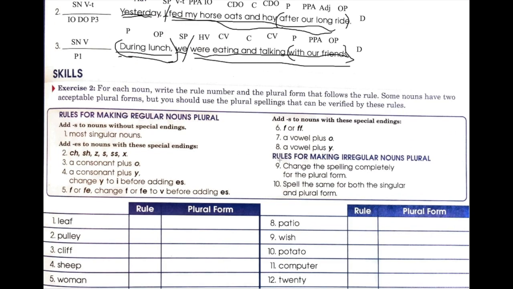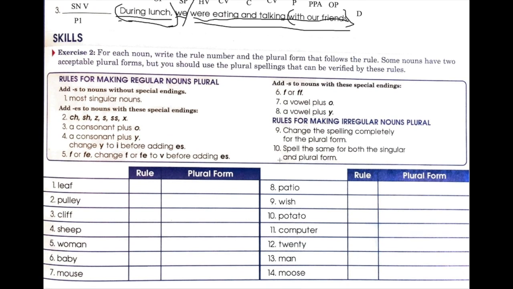Okay, part 2, skills, exercise 2. For each noun, write the rule number and the plural form that follows the rule. Some nouns have 2 acceptable plural forms, but you should use the plural spellings that can be verified by these rules. Okay, number 1 is leaf. You should be able to do this on your own for the most part by now. You need to look back at these rules. Again, you have to know these rules really well.